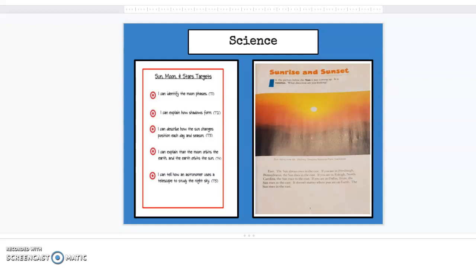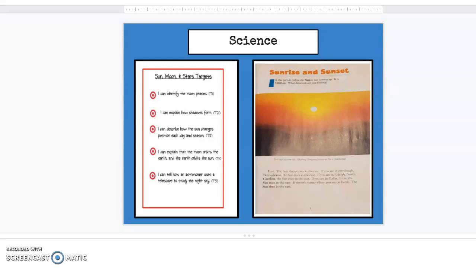I can explain how shadows form. I can describe how the sun changes position each day and season. I can explain that the moon orbits the earth and the earth orbits the sun. I can tell how an astronomer uses a telescope to study the night sky.